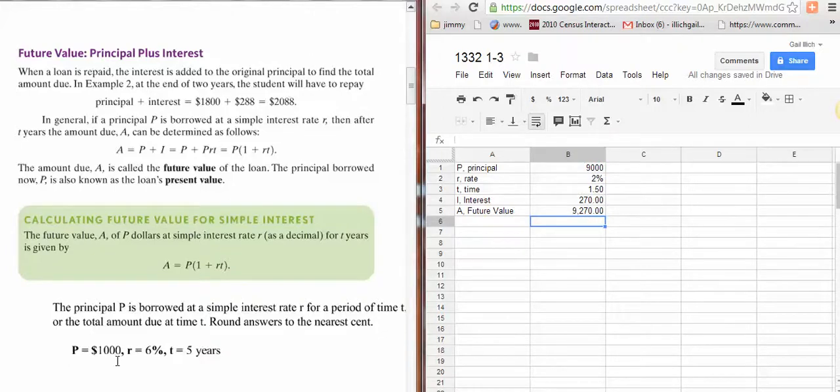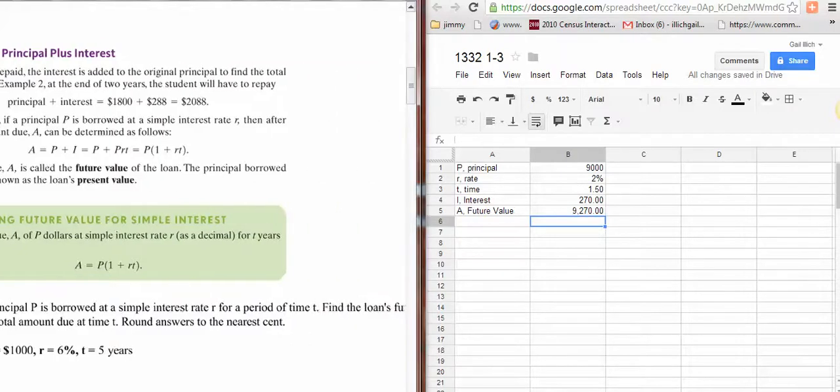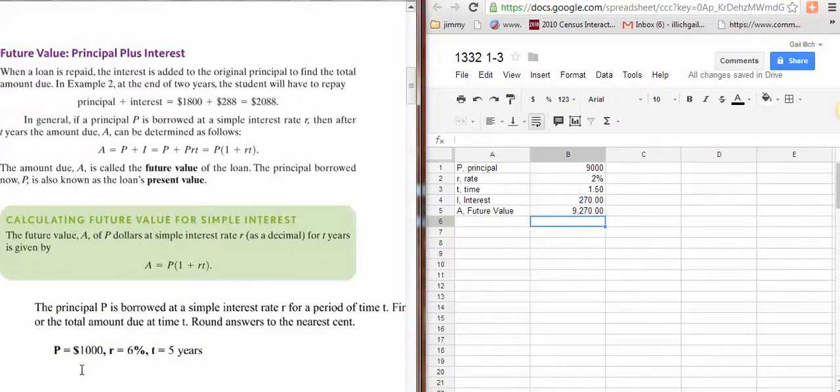So now we can work a problem. It says the principal P is borrowed at a simple interest rate, and they want us to find the loan's future value. So we've got $1,000, 6%, 5 years. Now that we have our little formula working, 1,000 is our P, our rate is 6%, our time is 5 years, and so our future value is $1,300. So you can see that's a fun little calculation that you can do.